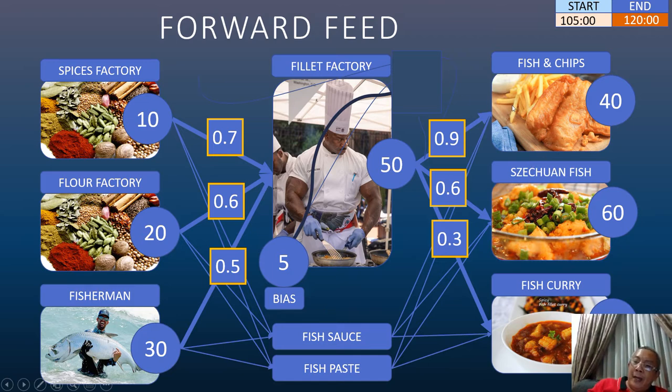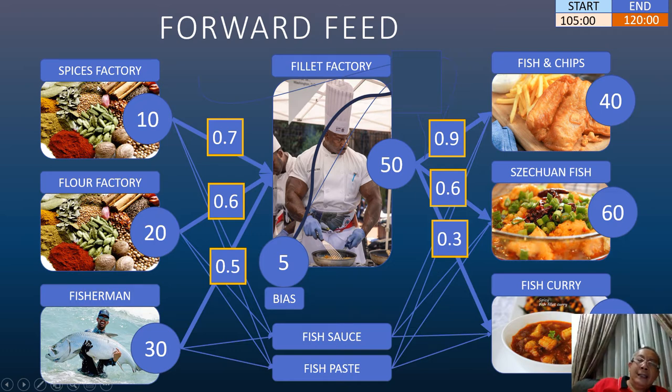But they also buy the fish sauce from another factory. They also buy the fish paste from another factory. So they will put together the fish fillet, fish sauce, and fish paste in a different process to produce fish and chips. This fellow will use a different process of the same ingredients to produce Sichuan fish. This fellow will use the same ingredients to produce fish curry.